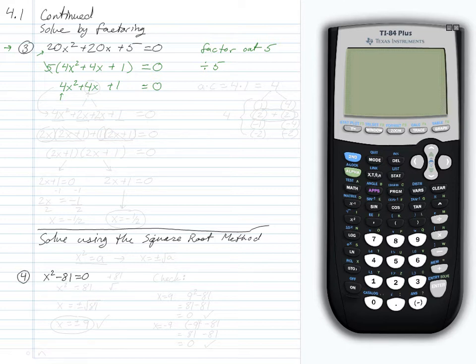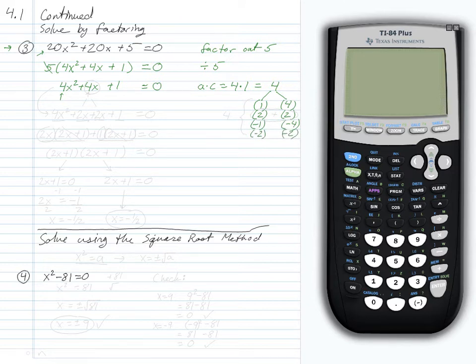I really like the AC method. So I'll take A and C, that is 4 and 1, and the product of those two numbers is 4. So now I'm going to find all of the different two-number factorizations of 4. 4 could either be 1 times 4, or it could be 2 times 2. And don't forget about the negative possibilities. This could be -1 and -4, or it could be -2 and -2.